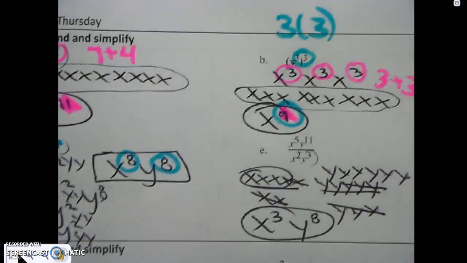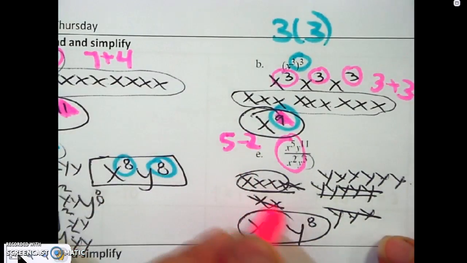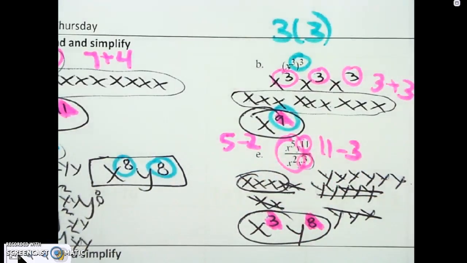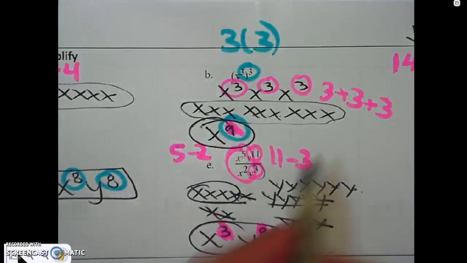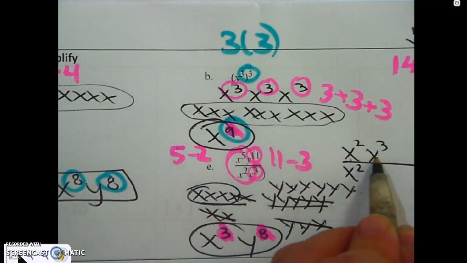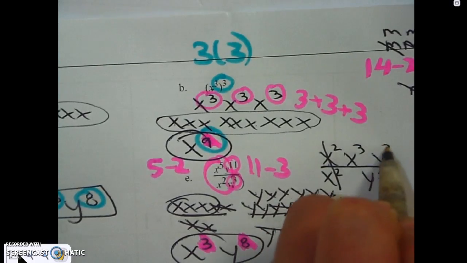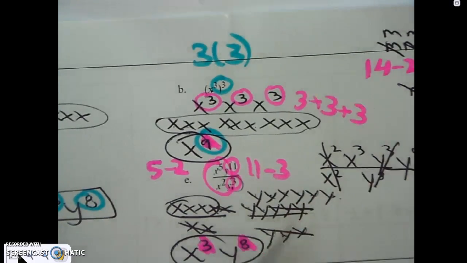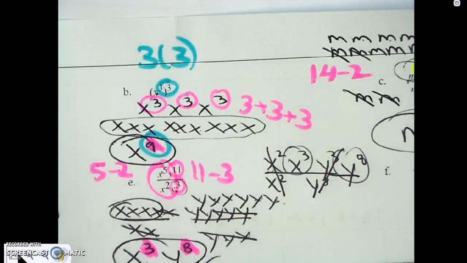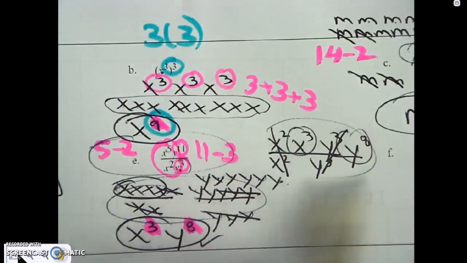Another way to do it is you look here and decide if there's more on top or bottom. Top by 3. More on top or bottom? Top by 8. You could have also done it like this: x squared, x squared, x cubed, because 2 plus 3 gives you 5. Then y cubed, y cubed, y to the 8th. And that gives you x cubed, y to the 8th. Done. I don't care. Pick one of the ways.